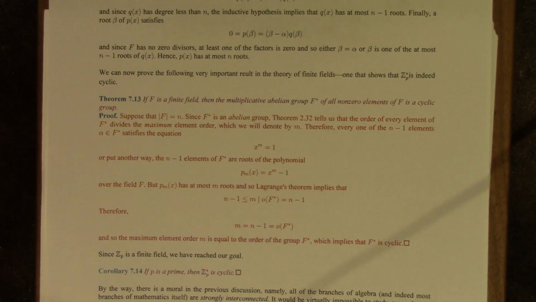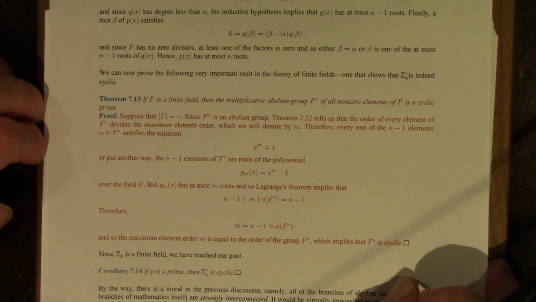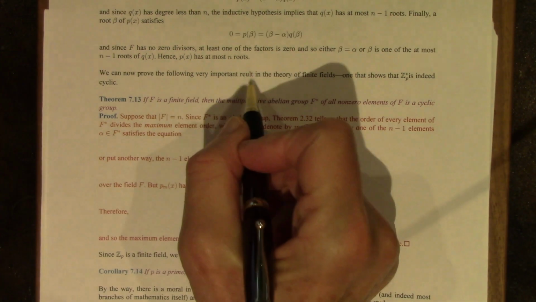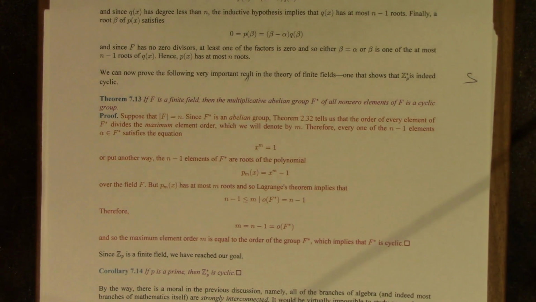So those two facts, that roots relate to linear factors, and that a polynomial of degree n has at most n roots, apply not just to polynomials over the reals, but to polynomials over any field. Now we can prove a very important result in the theory of finite fields.